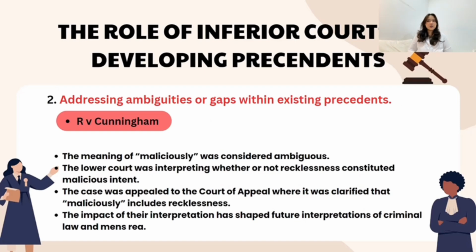Other than that, inferior courts also play their role by addressing ambiguities or gaps within existing precedents. For instance, in the case of R v Cunningham, the meaning of maliciously was considered ambiguous, and the lower courts were interpreting whether or not recklessness constituted malicious intent. However, the case was then appealed to the Court of Appeal, where it was clarified that maliciously includes recklessness. And in this case, you can see that the impact of their interpretation has shaped future interpretations of criminal law and mens rea.